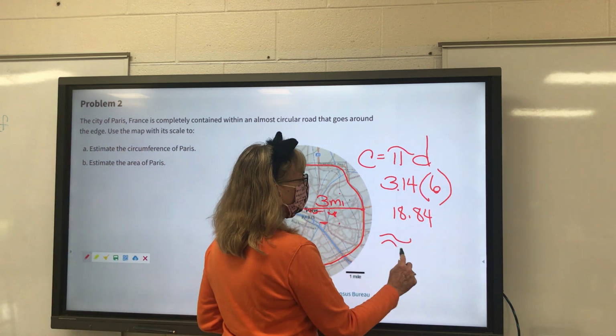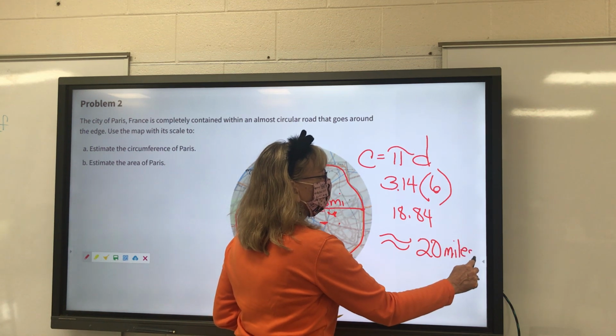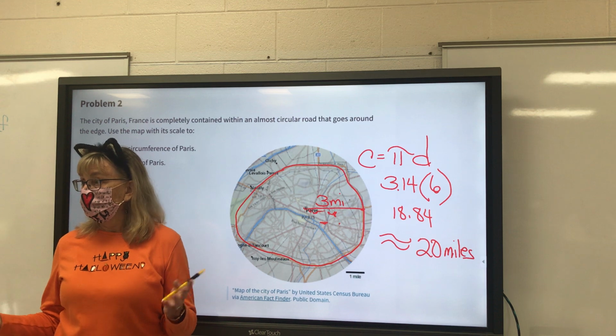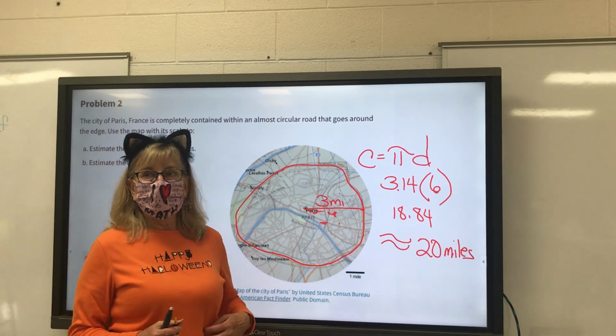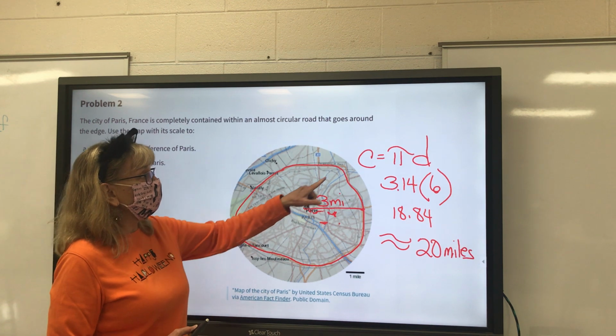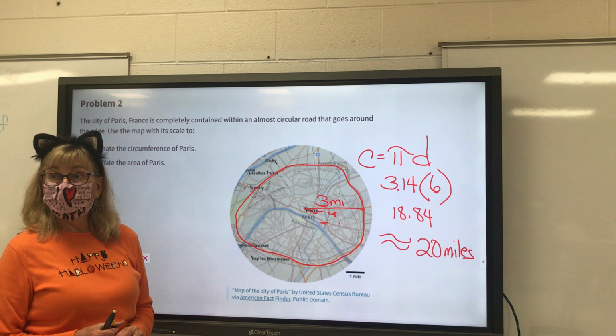Now because it says about, and you know that we did a lot of estimating here, right? Could we call it about 20 miles? Because generally when you estimate stuff, you do it to the nearest 10 miles or so. So could we say about 20 miles? Yes. For the circumference. Okay, now we want to know the area.